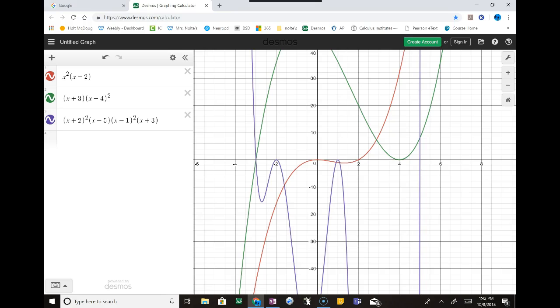Anything with an odd, what happens at 5? There's 5. Crosses. Anything with an odd exponent crosses. Even exponents bounce, odd exponents cross. How cool is that?